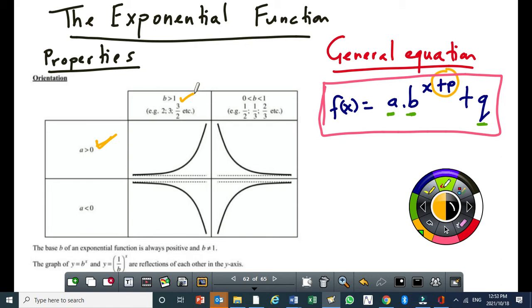Okay? Then when a is negative, you get what's called a decreasing function. When b is greater than 1, you get a decreasing function, but the asymptote will be above the curve. Right? Then when a is negative, but b is a fraction between 0 and 1, you again get a decreasing function with an asymptote which is above the curve. Okay, so you have to know this. It will help you when you are sketching, to have an idea of how the graph is going to look.